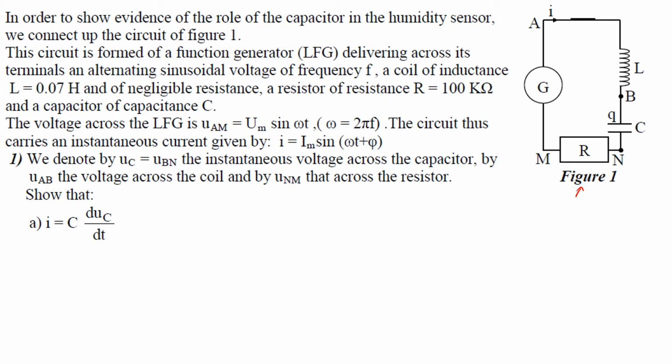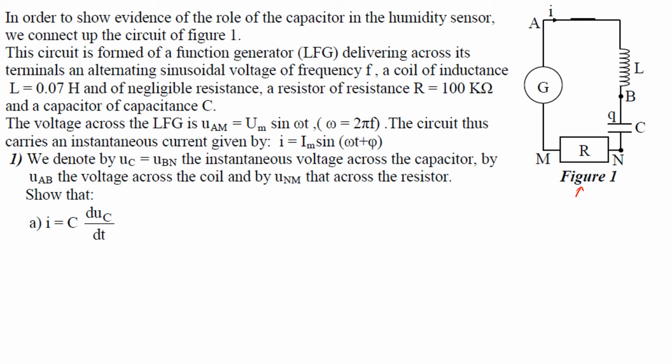This circuit is formed of a function generator delivering across its terminals an alternating sinusoidal voltage of frequency f. The coil has an inductance L equals 0.07 Henry and negligible resistance. So for the coil we don't consider small r, the internal resistance, only the inductance. A resistor of resistance R, which is 100 kilo ohms, and a capacitor of capacitance C.